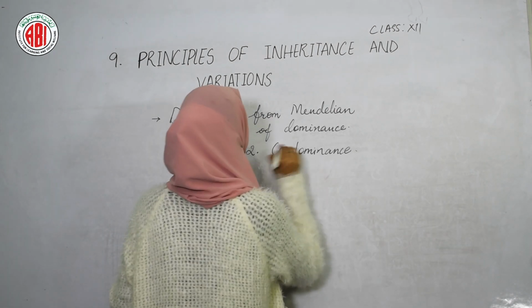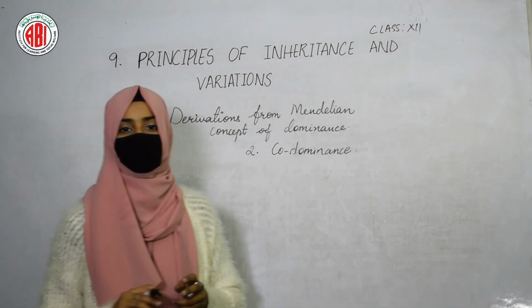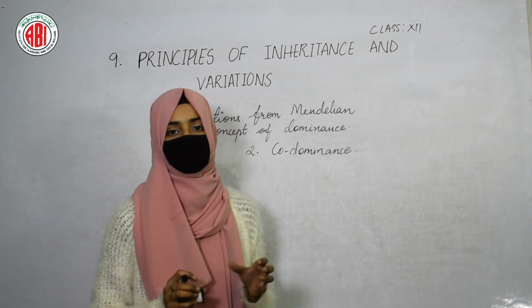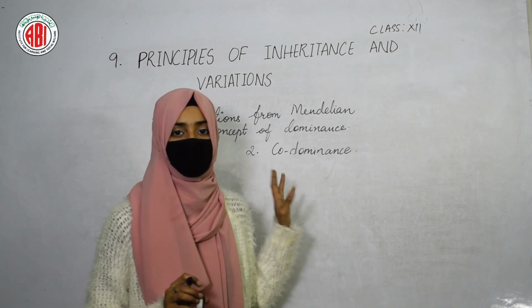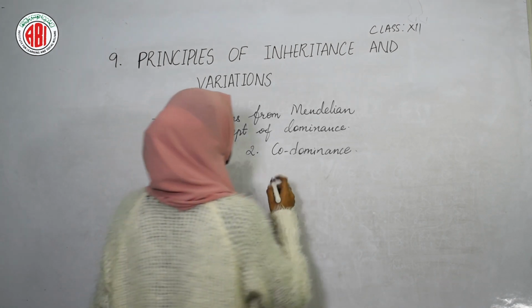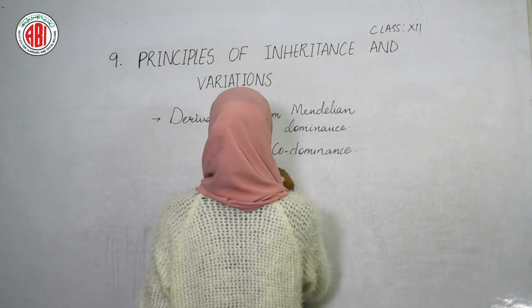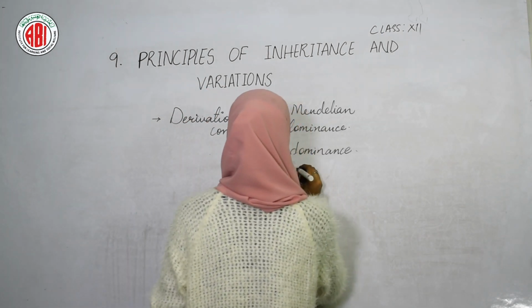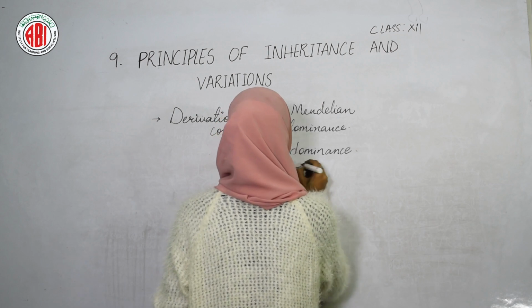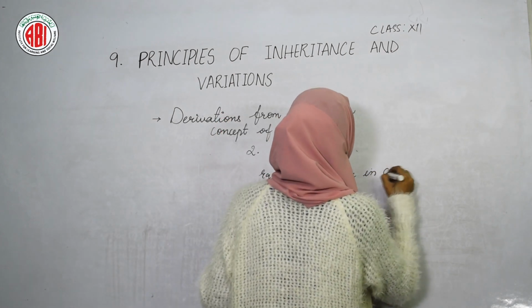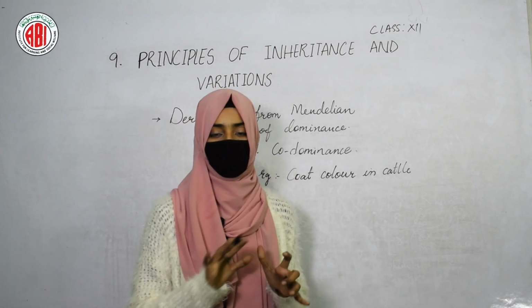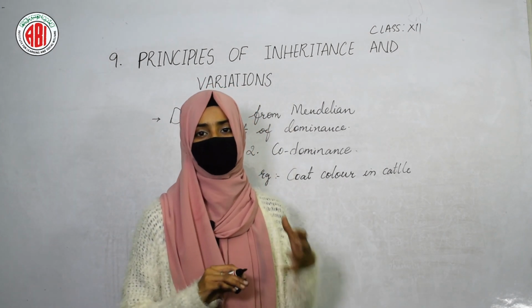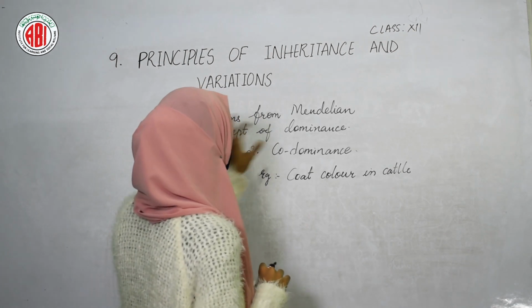Let us talk about codominance. In case of codominance, both the alleles, the dominant character as well as the recessive character, are going to be expressed. Let us see how. Here also we will take one example: the character coat color in cattle. You might have seen that some cows show black or brown color patches on a white coat. That is nothing but codominance.